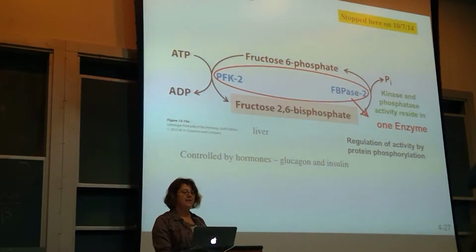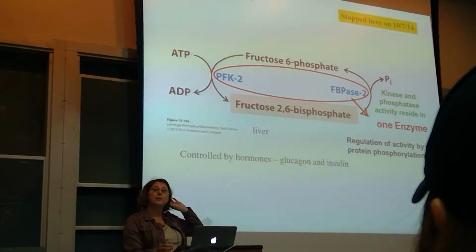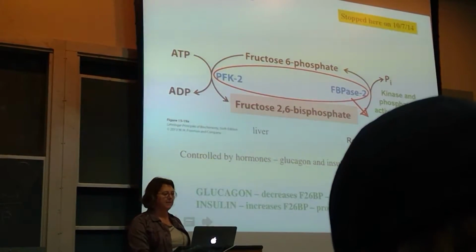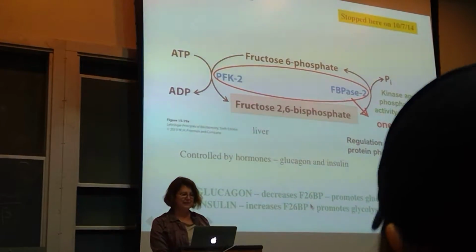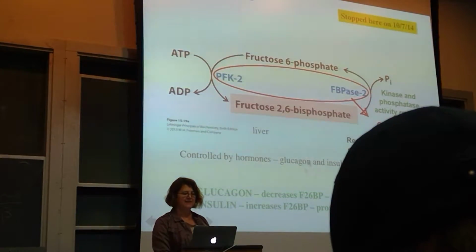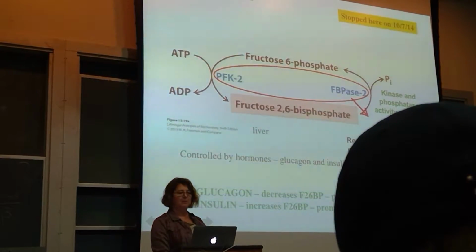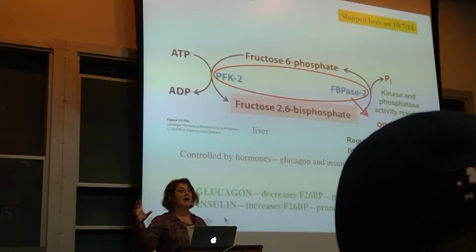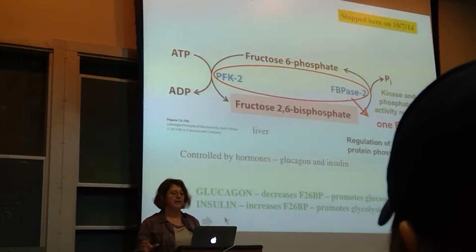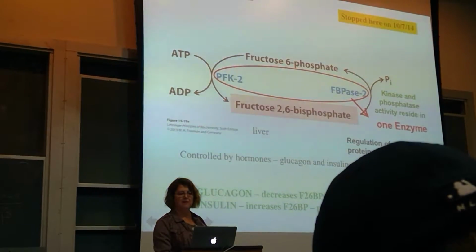Okay, so this activity is controlled by hormones, glucagon and insulin, which we'll talk about more in a minute. Basically, glucagon decreases the fructose 2,6-bisphosphate. So if it's decreasing it, it's promoting gluconeogenesis. And we're going to have some lecture slides that pull it all together. With insulin, it's increasing it, so it's promoting glycolysis.